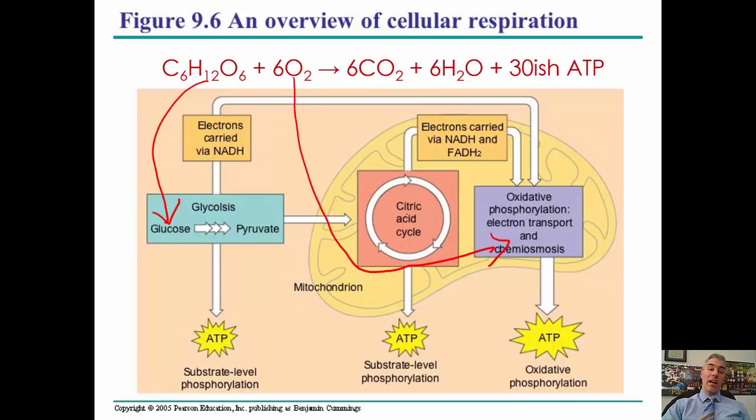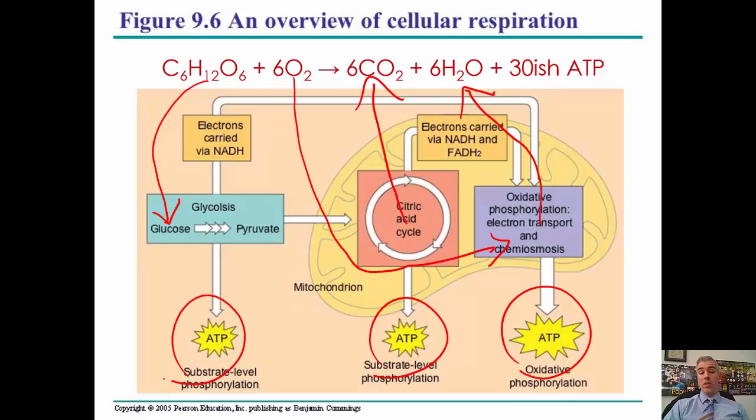Where is carbon dioxide released? From the link reaction and the citric acid cycle. Where is water produced? As a result of the electrons being passed onto the oxygen at the end of the electron transport chain. And what do we get at the end? A whole bunch of ATP, with most of it coming from the process of oxidative phosphorylation.